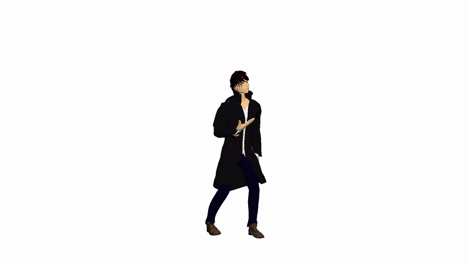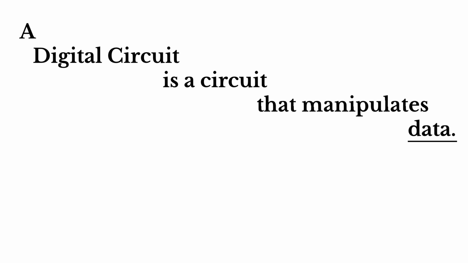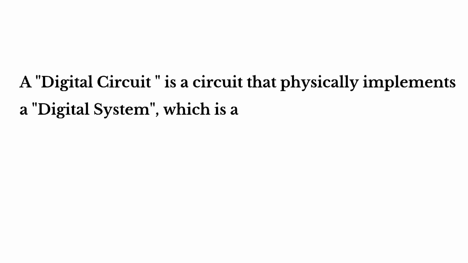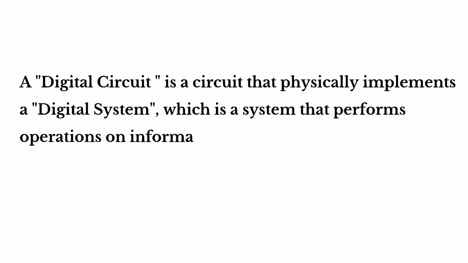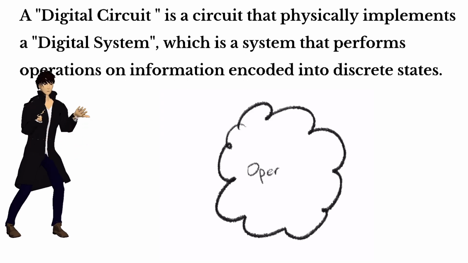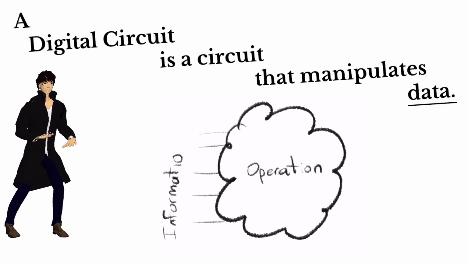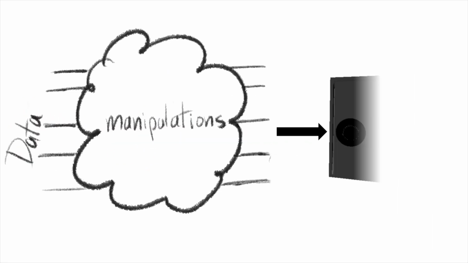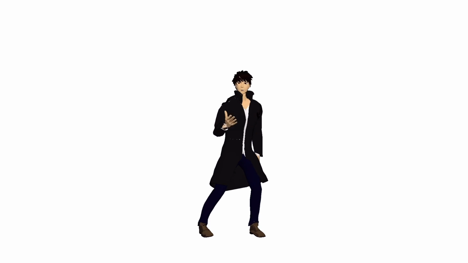Very briefly and in plain English, a digital circuit is a circuit that manipulates data. To put it pedantically, a digital circuit is a circuit that physically implements a digital system, which is a system that performs operations on information encoded into discrete states. There's just a lot of context packed into the casual definition. Implicit in our definition is the system's ability to store data, to hold it in time, which is technically optional but practically essential, which I'll get to.